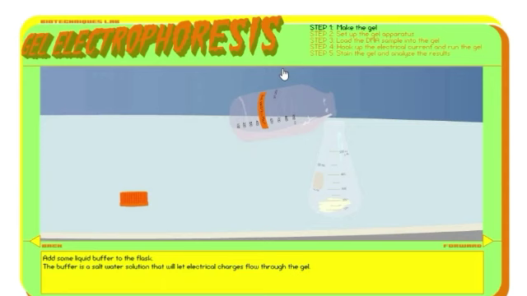I have some difficulty here because my cursor is not working. And yes, that's it.